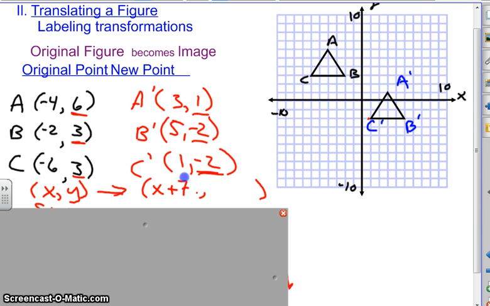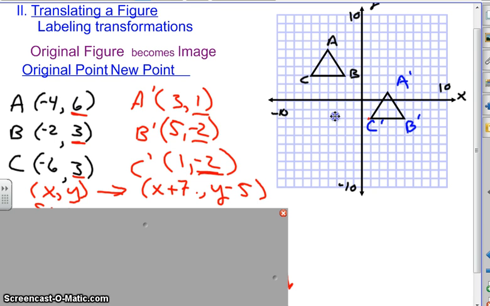So who can write the rule for this? It would be, Riley? X plus 7, and then Y minus 5. We don't use X, we use Y now. Y minus 5. So this is our math sentence that says the original point X, Y goes to X plus 7 and Y minus 5. All of the points in this original triangle have moved that far.